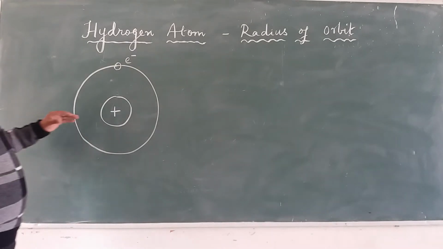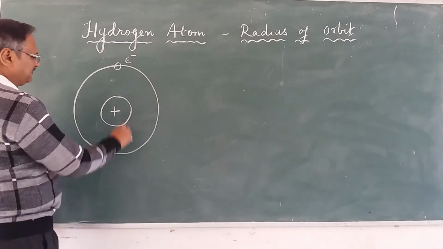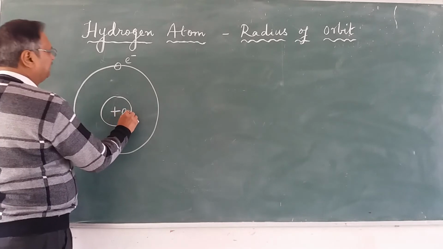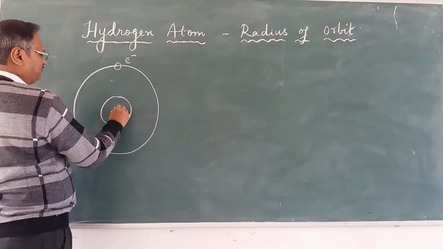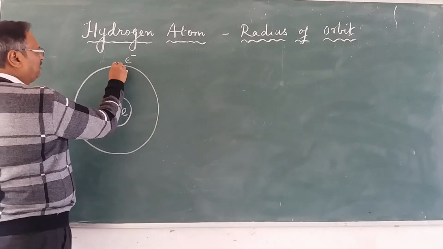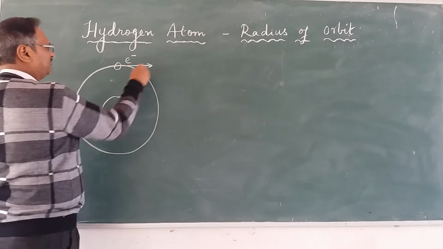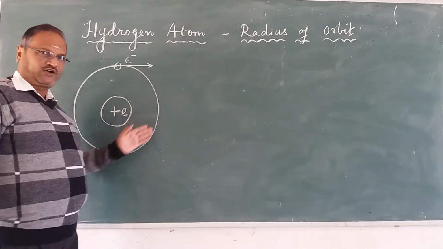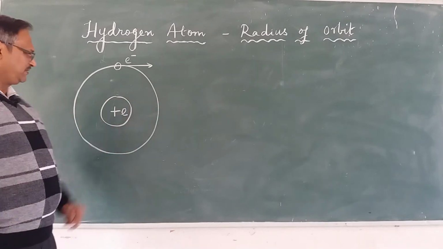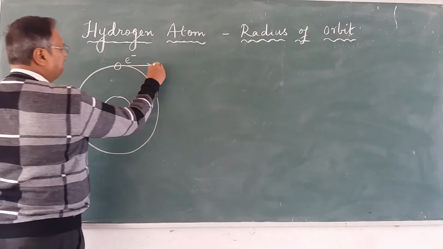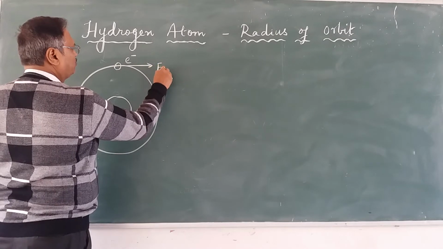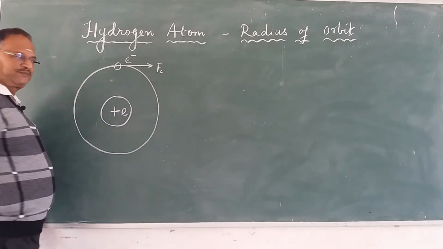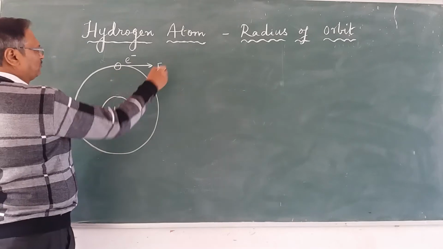The positive nucleus I will put as plus E, and there is an electron, a negative charge. Now the electron is revolving around the nucleus. According to Bohr's theory, it is in a permitted orbit and is revolving around it. This consists of a force called the centripetal force, and that is a circular motion.